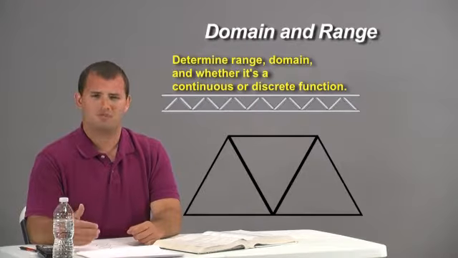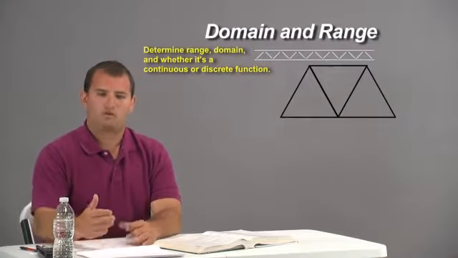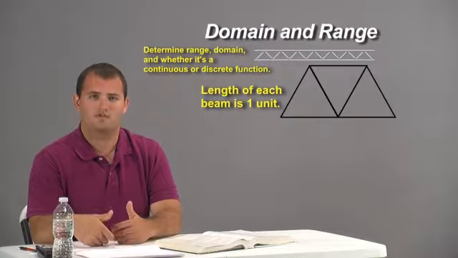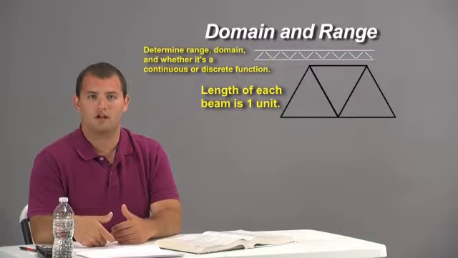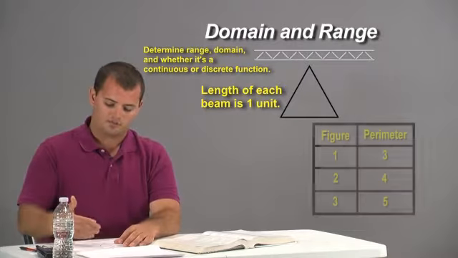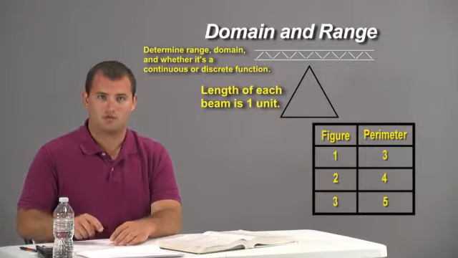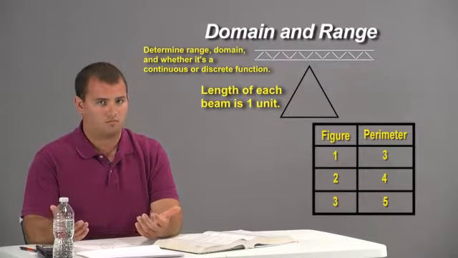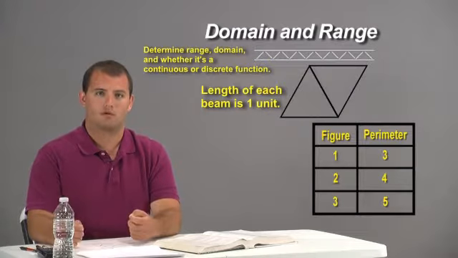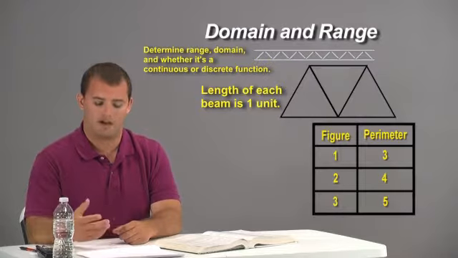Now let's try to model the perimeter of the figures as we add beams. And we're going to assume that the length of each beam is 1. And here's a table of values. The x value will be the figure number, and the first figure is just our first triangle. Figure 1, the perimeter is 3, because we have 3 sides to our triangle, and 3 times 1 is 3. On our second figure, we add 2 beams, but our perimeter is 4. On our third figure, we add 2 more beams, and our perimeter is 5.